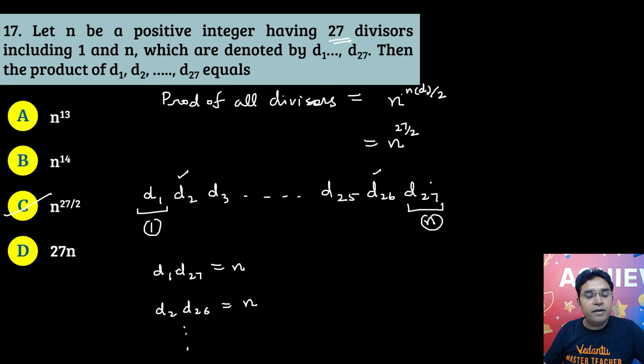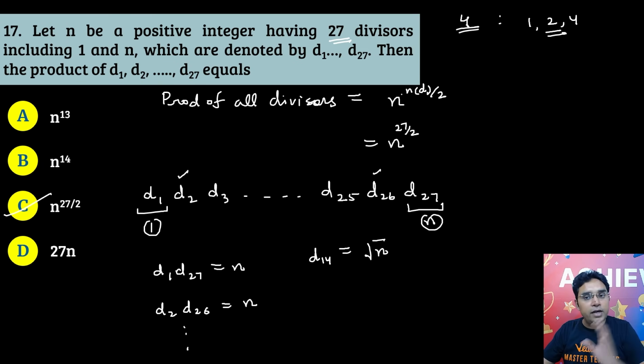Because the number of divisors is 27, there will be one divisor in between, that is d14, which will be left out. It will actually be equal to the square root of n. In fact, the number of divisors being odd is possible if and only if the number n is a perfect square. So this middle divisor has to be equal to the square root, and you can check for 4, which is a perfect square. The divisors are 1, 2 and 4. So the middle divisor is the square root of that number.